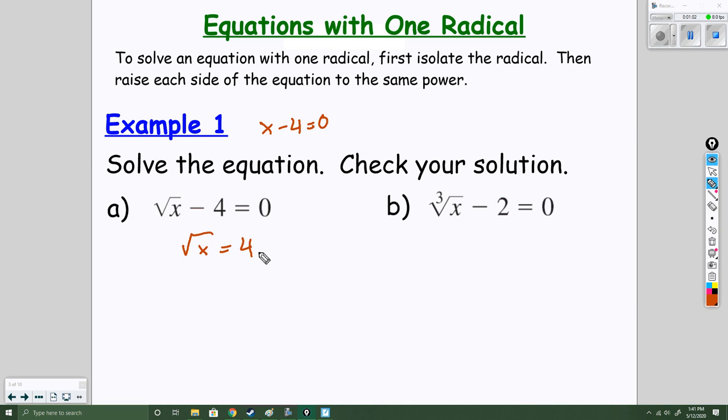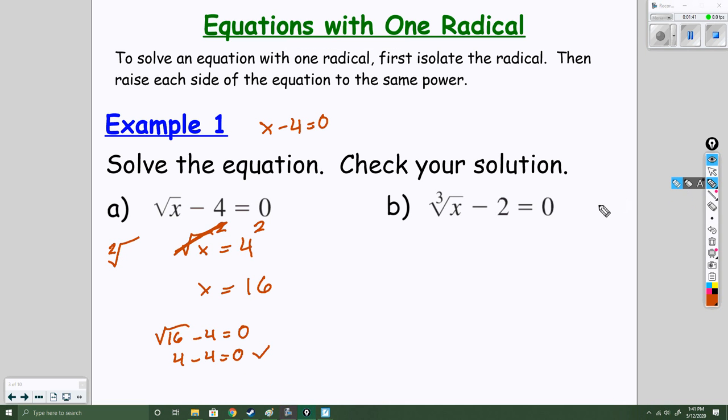And now we're just going to raise each side of the equation to whatever power would get rid of that radical. Now this is a square root. The index of that radical is 2. So we're going to raise each side of the equation to the second power. So we would get x equals 16. Remember, when we square that square root, that just undoes the square root. So we get x equals 16. Let's check our solution. That means the square root of 16 minus 4 equals 0. The square root of 16 is 4, and 4 minus 4 does equal 0. So that works.